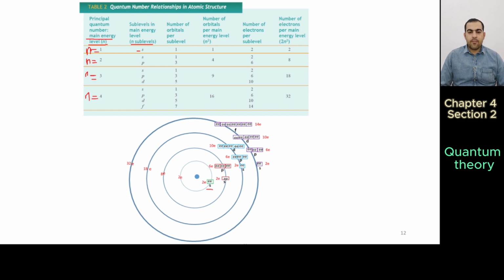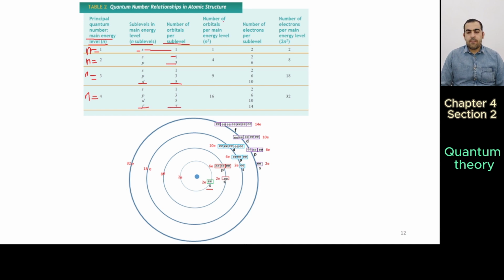Number of orbitals per sublevel. We know that the S sublevel contains only 1 orbital. Again, S in the second energy level also contains one, because all S sublevels contain only one orbital. P, 3 orbitals. Look, P contains 3 orbitals. Also D, 5 orbitals. F, 7 orbitals, as we talked about.